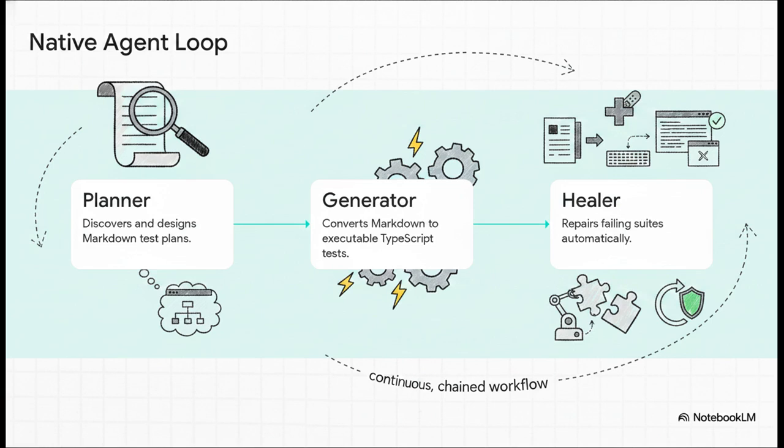Step 1 is the planner. You give it a high-level goal, something like generate a checkout flow plan, and it explores your running application to output a structured, human-readable Markdown test plan. Step 2 is the generator. It takes that Markdown and turns it into executable TypeScript tests. But here's the magic. It's not just guessing. It validates selectors and assertions live against a running browser session as it generates the script. And then Step 3, we have the healer. If a test suite fails because of a UI change, the healer automatically replays the steps, inspects the new UI state, and literally patches the broken code for you.